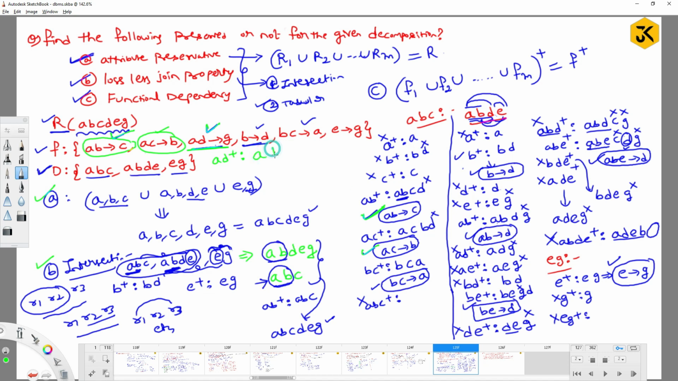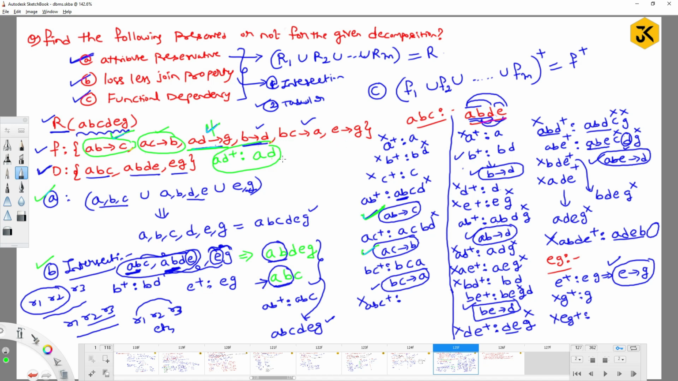From AD you can get AD first. Good. And then inner things are possible, so you have to try with A. Are there any things? No. Is there anything with D? No. Is there anything else possible with respect to AD? No. So AD closure, you are going to get only AD. AD closure is only AD, which means that this is not preserved in the decomposed relations.